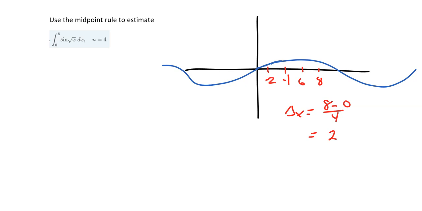Now the midpoint means we're going to go right smack dab in the middle of those intervals. So between 0 and 2, halfway is 1. Halfway between 2 and 4 is 3, then 5, and 7. And that's where we want to evaluate our function. So our little boxes are going to look like, so.